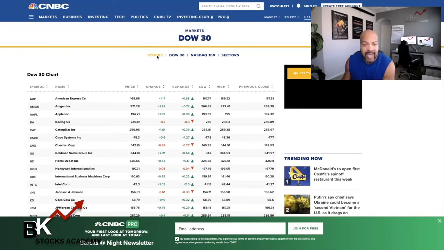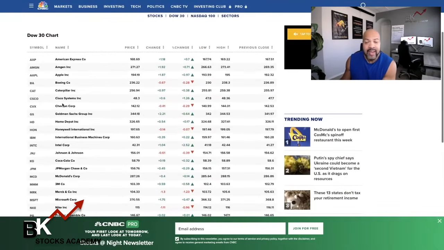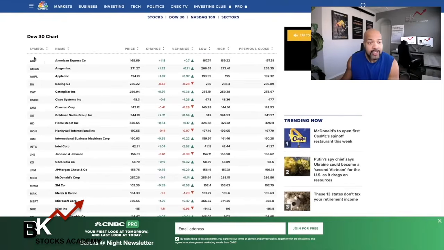Now, I like to look at the stocks, the Dow 30, NASDAQ 100, and then the different sectors and ETFs. So make sure you're under Dow 30. And these are the 30 companies that are traded in the NASDAQ or the New York Stock Exchange within this Dow index. All right, so you have American Express, a large company, Amgen, Apple, Boeing, Caterpillar, Cisco Systems. And this is all in alphabetical order. You can change it by price and so on. But this tells you what the current traded price is. You have to refresh it, or you can just go to your live chart.